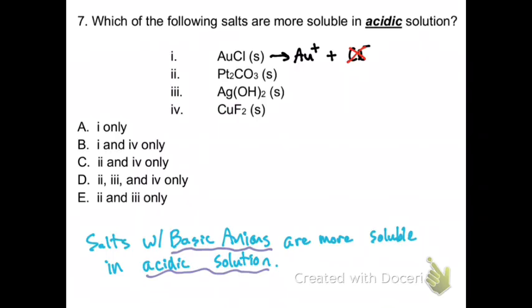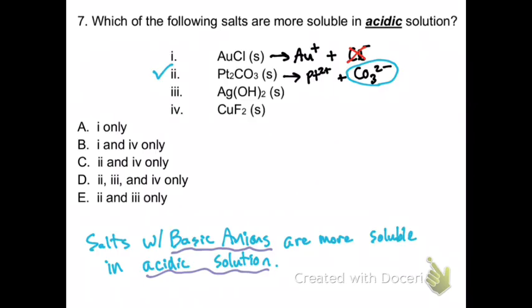For the platinum carbonate, it turns into Pt2+ and carbonate, CO3 2-. CO3 2-, is it acidic, basic, or neutral? Well, it's got a negative charge, and it's not the conjugate of a strong acid, so this is indeed going to be a basic anion, which means this will be more soluble in an acidic solution.